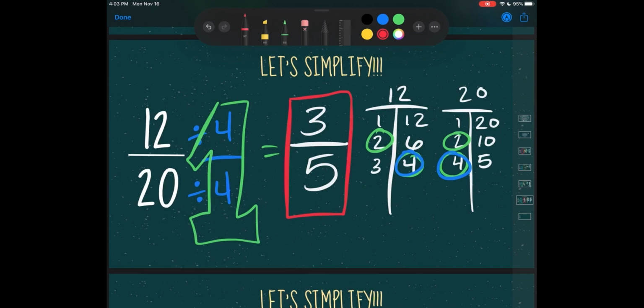You can always check to make sure that these fractions are simplified also, because I can look at 3/5 and I can say, okay, well, 3 is prime. 3 can only be divided by 3. 5 cannot be divided by 3. So since it cannot be simplified anymore, it is in simplest form. So 3/5 is 12/20ths in simplest form. These are equivalent fractions.